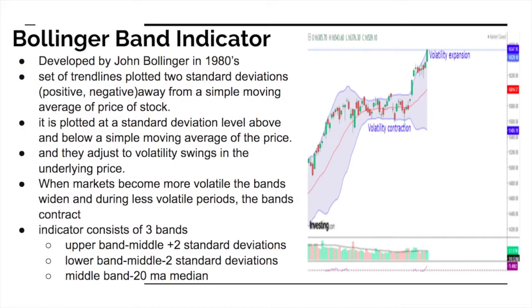Technically, we don't need to go into how it is plotted. You can Google the calculation if you are using it for coding purposes. Otherwise, it's a set of trend lines plotted two standard deviations, positive and negative, away from the moving average of the price. So it consists of an upper band. What you see here is the Nifty plotted. The upper band is plus 2 standard deviations, the lower band is minus 2 standard deviations, and the middle is the moving average.